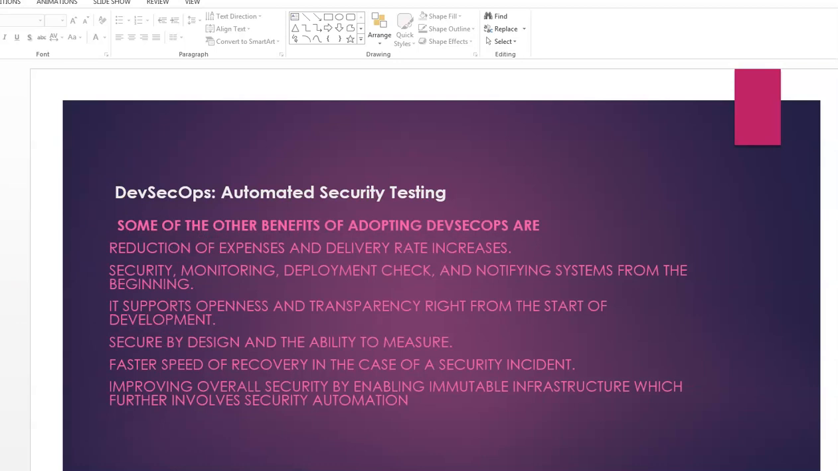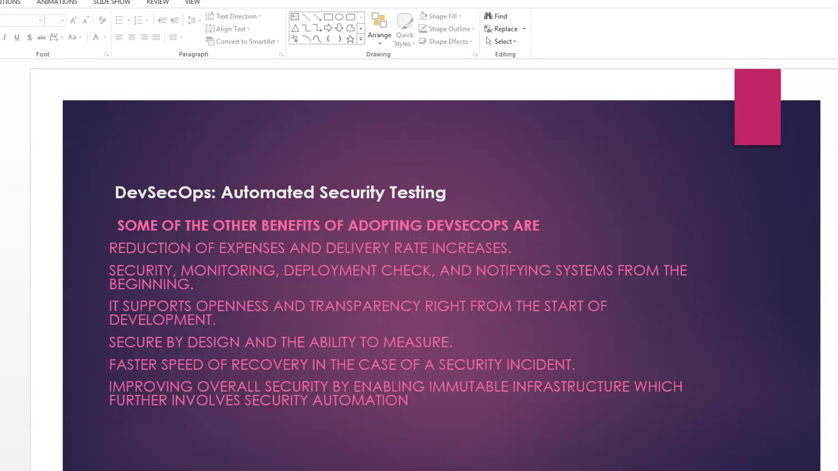Now, what are the other benefits? Other benefits of DevSecOps are a reduction of expenses and an increased delivery rate. Why? Because we are adding an extra thing right from the beginning. The project is getting released early, but the extra thing added here is DevSecOps. That means all these three operations are performed at one time. Right from the design phase we are doing security testing, right from the build phase, the develop phase, the testing phase, all different phases of the SDLC lifecycle.